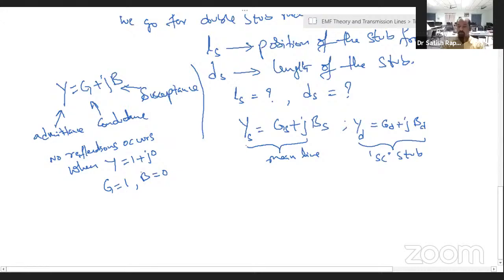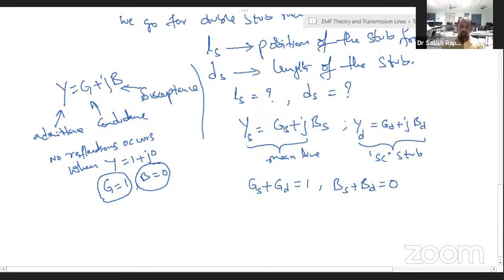So therefore, in order to provide impedance matching, that means to avoid reflections, what is the condition here? G should be equal to 1 and susceptance should be equal to 0. So the total conductance GS plus GD should be equal to 1, and BS plus BD is equal to 0, right?